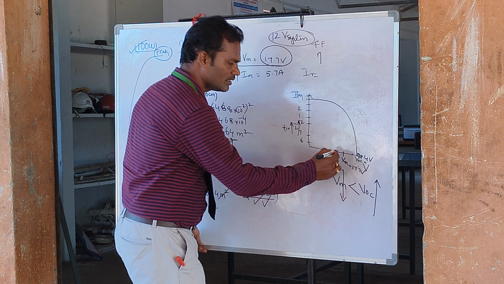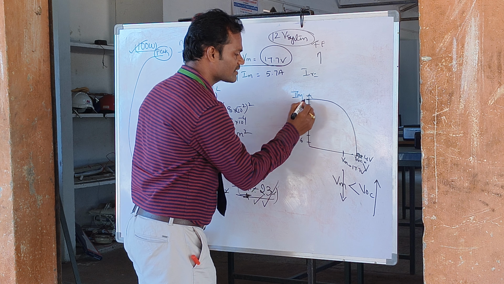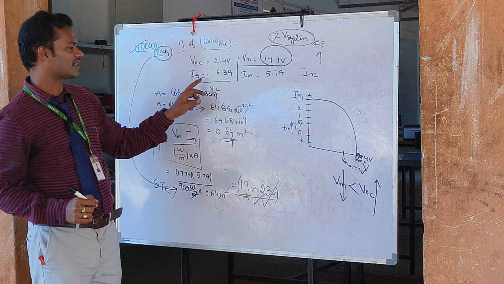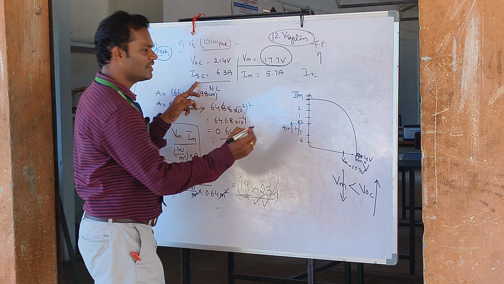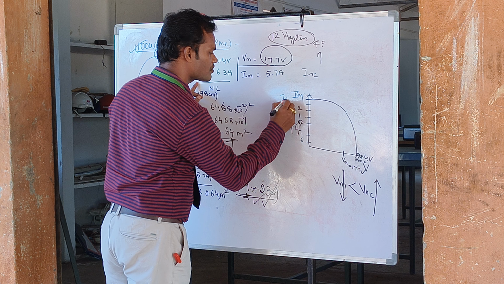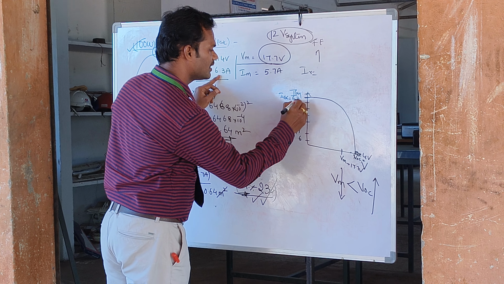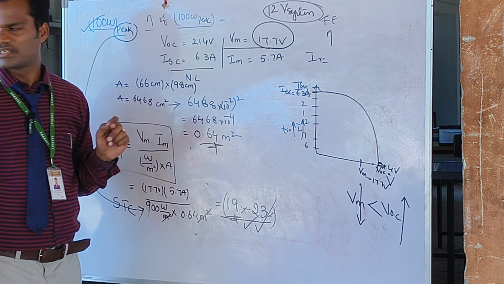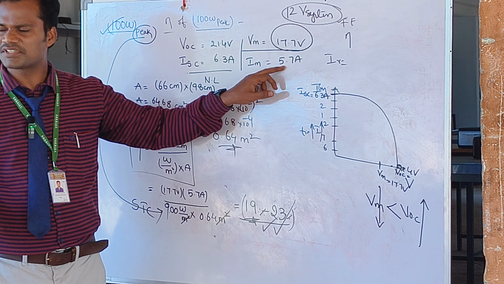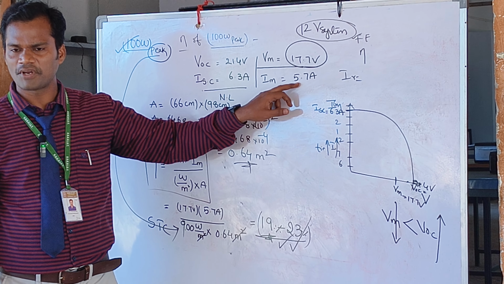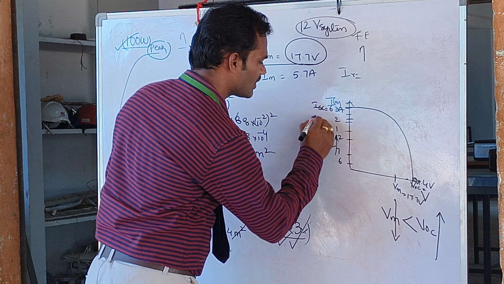Now you have 2 parameters, and here the curve also touches the x-axis at one current. What is the name of that current? It is the maximum current generated by the solar panel, which we call the short circuit current. Short circuit current is equal to how much? 6.3 amperes. But there is a current under loaded condition. This is how much? 5.7 ampere. So 5.7 is IM.